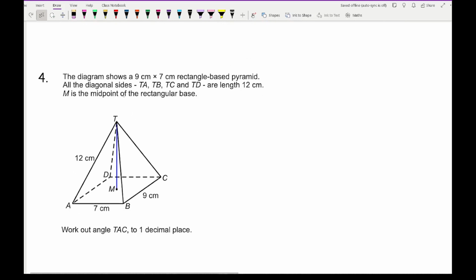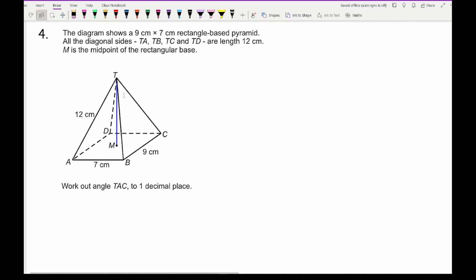So this time we've got a square-based pyramid. And the question saying that the diagram shows a 9 centimeters by 7 rectangular base pyramid. All the diagonal sides, TA, TB, TC, and TD, are lengths of 12 centimeters, and M is the midpoint of the rectangular base. Work out the angle of TAC to 1 decimal place. Now TAC, if I just join this up, so let's get a blue pen to keep it consistent. So it's this angle here that I'm trying to find.